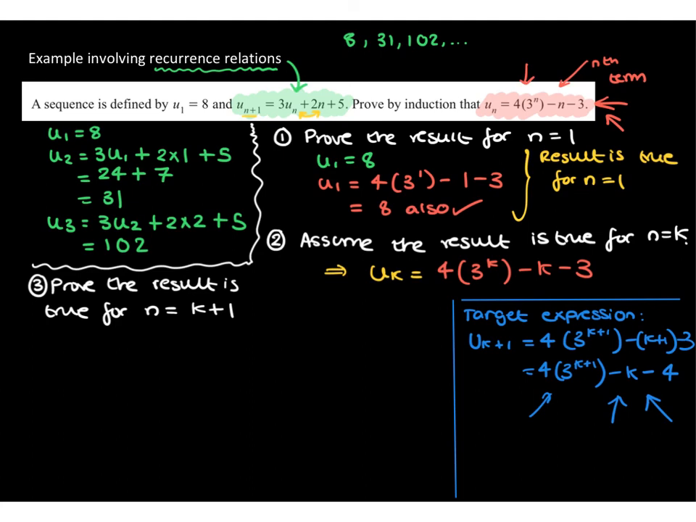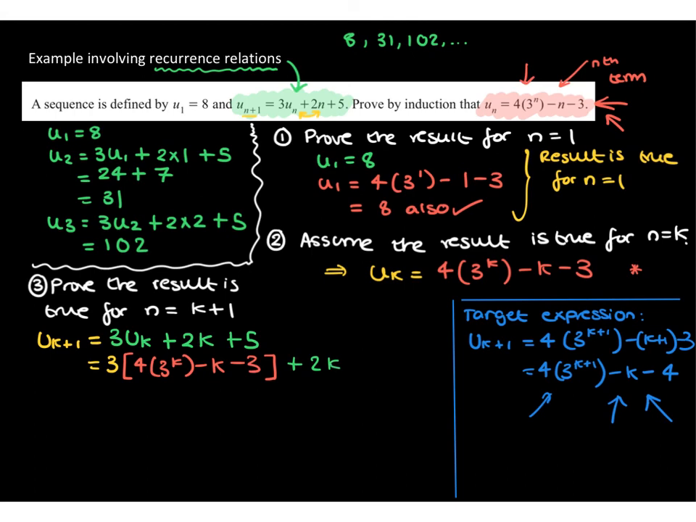So let's do it. Let's work out uk plus 1. Using the recurrence relation, uk plus 1 is equal to 3 multiplied by uk plus 2k plus 5. Remember what we said about the n values on the right-hand side there. Go back and look at the example we did at the beginning here. Now, what can we do with this? Well, 3 multiplied by uk, well, uk we have a result for over here. So that's 4 brackets 3 to the k minus k minus 3. And then we have the rest of this, which is plus 2k plus 5.